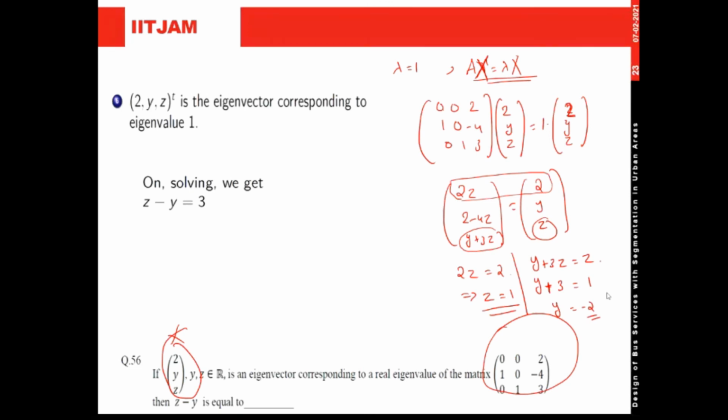So now, what do we want to find? We want to find z minus y. So z minus y is 1 minus (minus 2), which is 3. So that is the answer.